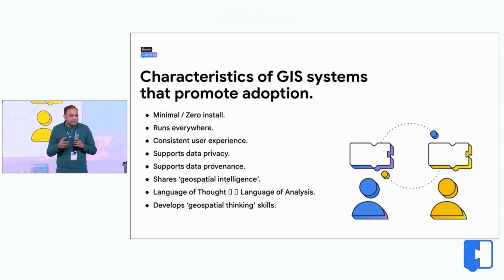Many times you'll come across some of these lightweight tools which are easy to get started, but when you want to do some advanced analysis, then you have to switch to a completely new software. Also, users want these systems to create and preserve data provenance because they want to share not only the source data and the end result, but also the analytical steps in between. Also, they want these systems to create geospatial workflows that are easy to understand and help them develop and improve their geospatial thinking skills and not just create pretty maps.